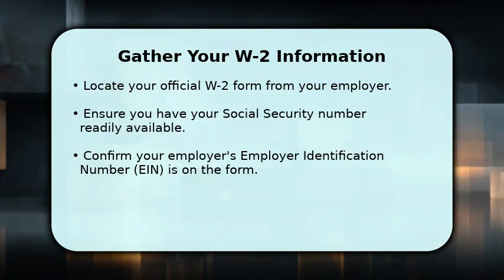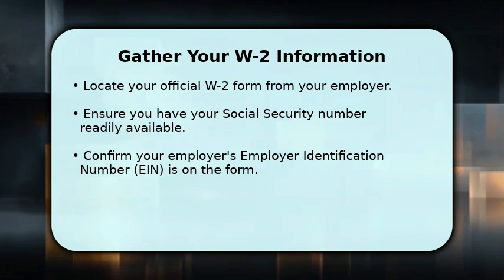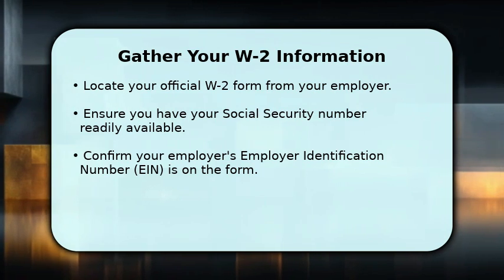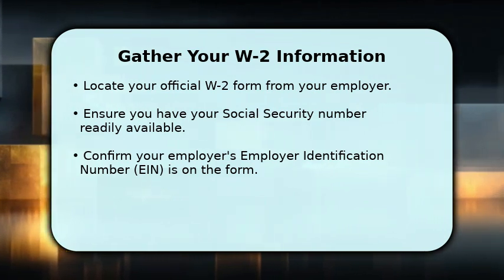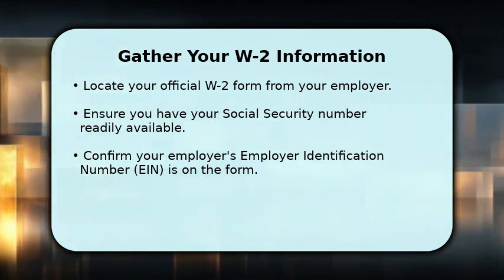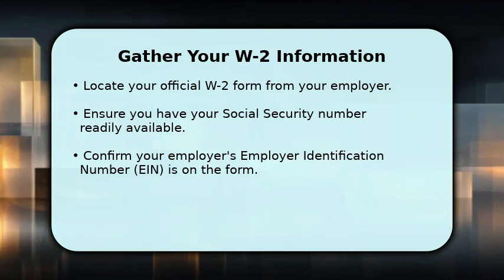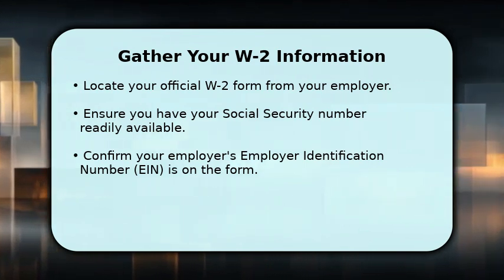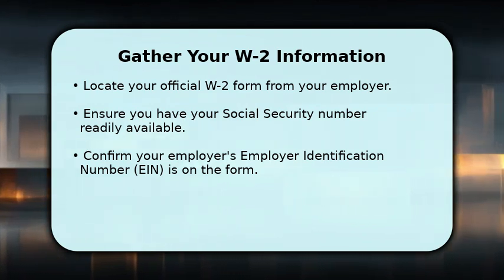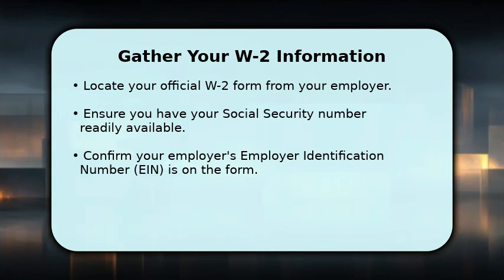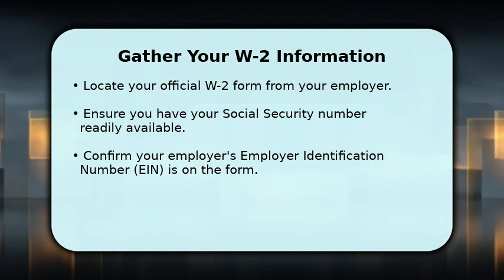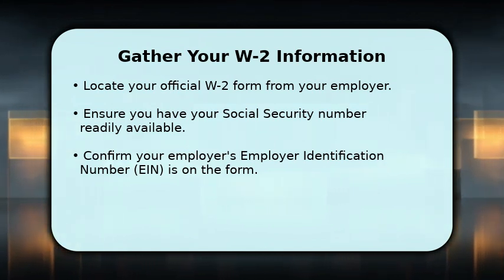Before you begin filing, it's crucial to have your W-2 form from each employer. This document contains vital details like your wages, tips, and other compensation, along with federal and state taxes withheld. You'll also need your Social Security number and your employer's 9-digit employer identification number, or EIN, which is printed on the W-2. Having these key pieces of information organized will make the online filing process smooth and efficient.